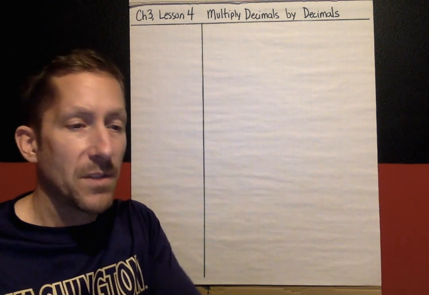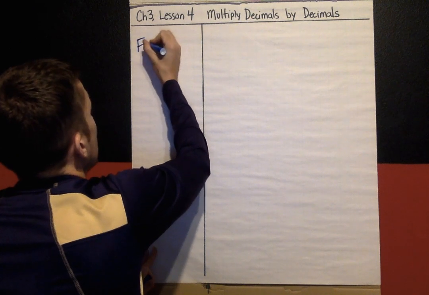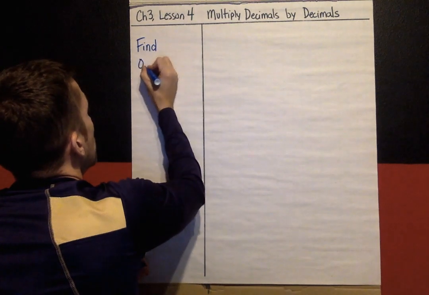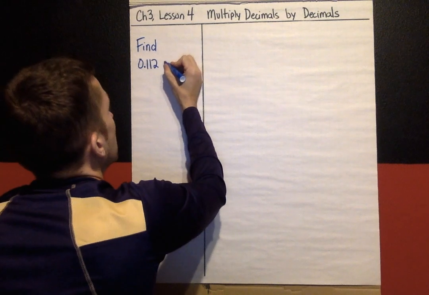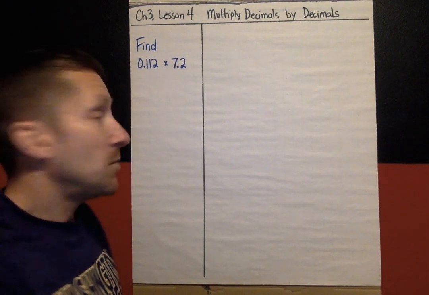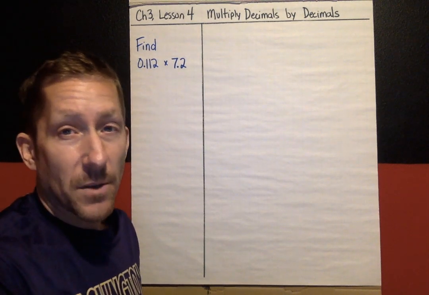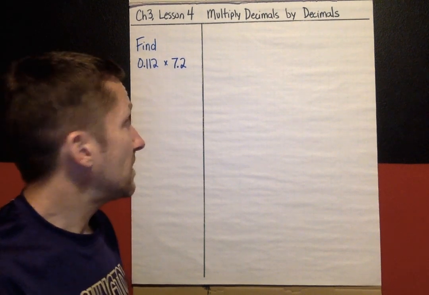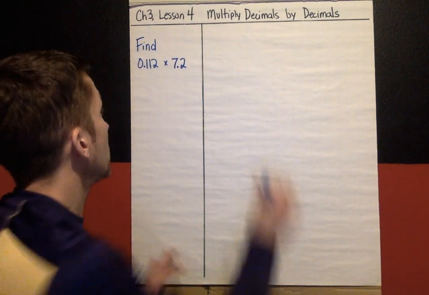Multiplying decimals by decimals. The first example we're going to look at is find 0.112 times 7.2. The first thing you should do whenever you're multiplying is make an estimate if you can. If you can't, especially when the decimals get really small, it might get tougher to estimate, but if you can, it's always a great idea.